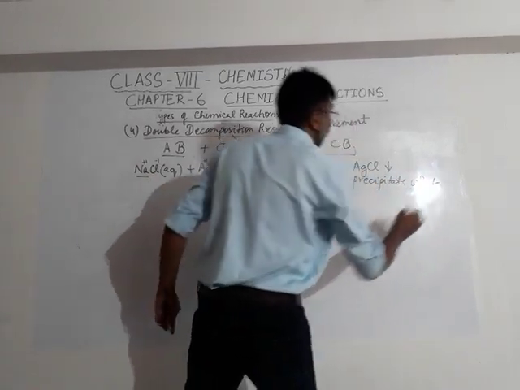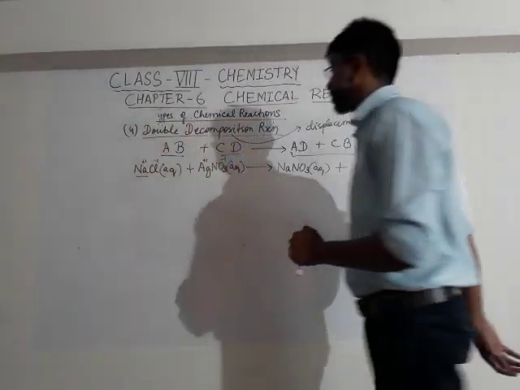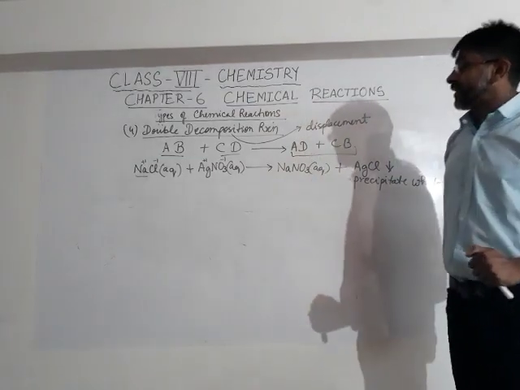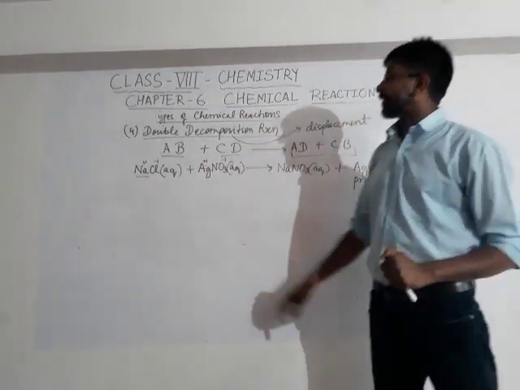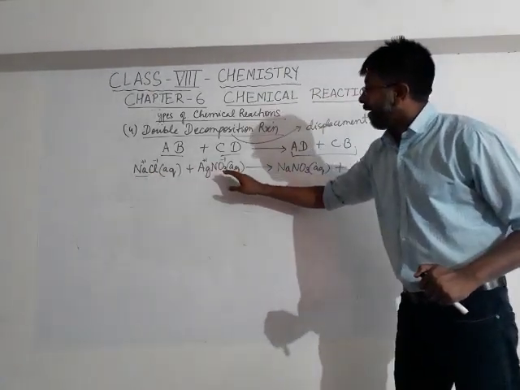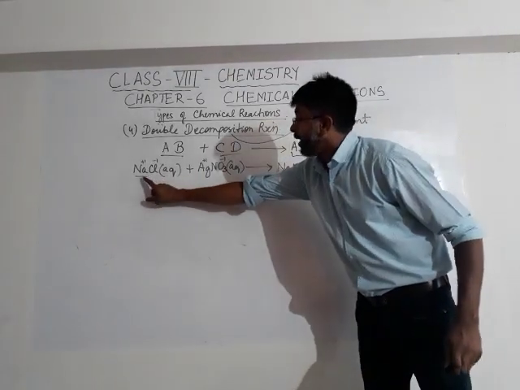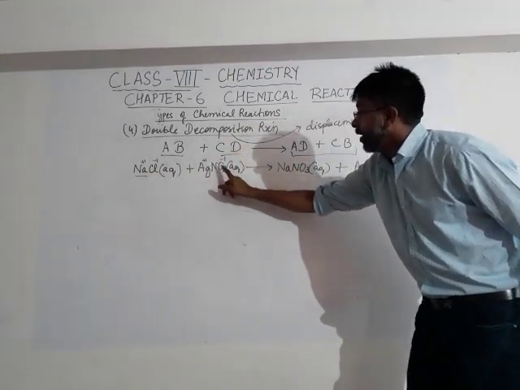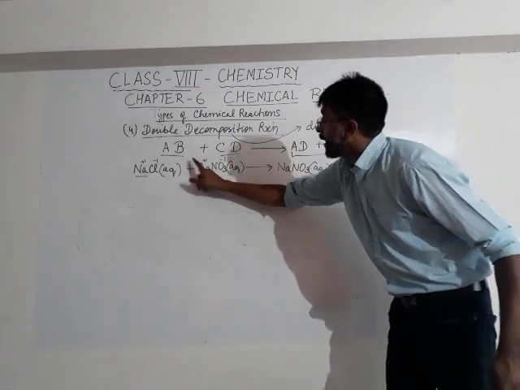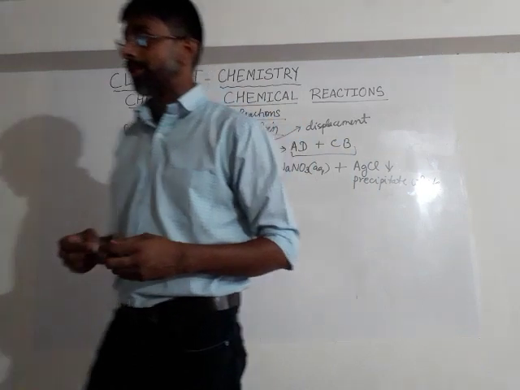It is a white curdy precipitate. So this is an example of a double decomposition reaction where the reactants interchange their partners. The reactants interchange their radicals, they interchange their ions. Please be very careful over here. Positive combines with negative. This positive combines with the negative of the first reactant. This is the first example of double decomposition reaction.